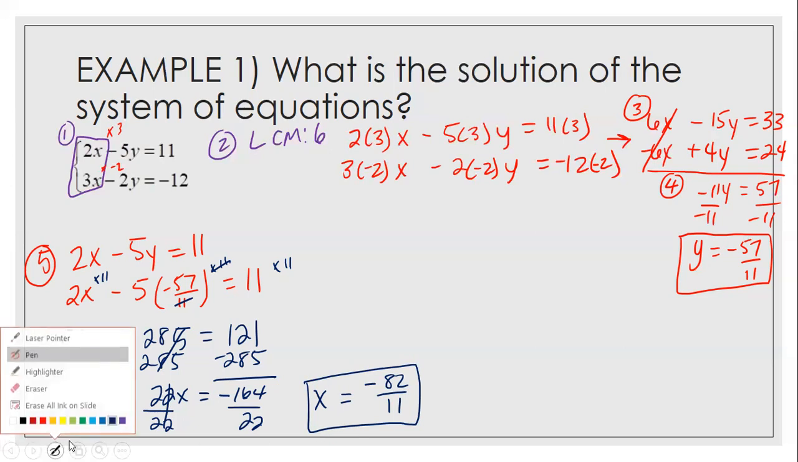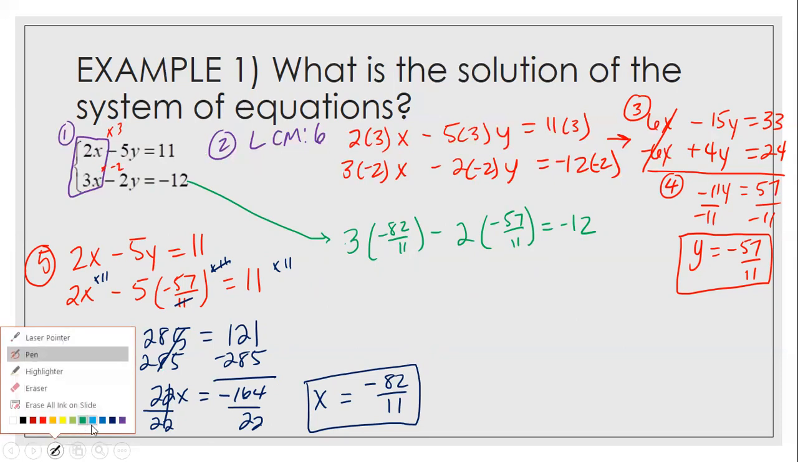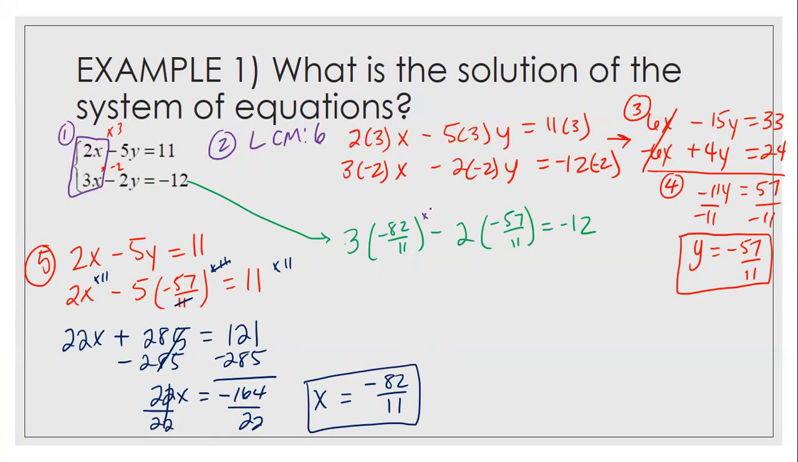If you were not very confident in your answer, what would you do? Check. So I could take these values and check them. So I could, let's use this guy. So 3 times negative 82 over 11 minus 2 times negative 57 over 11 equals negative 12. What did we say the opposite of dividing by a number is to do? Multiply. So I can multiply each term by 11, and that gets rid of my denominator.